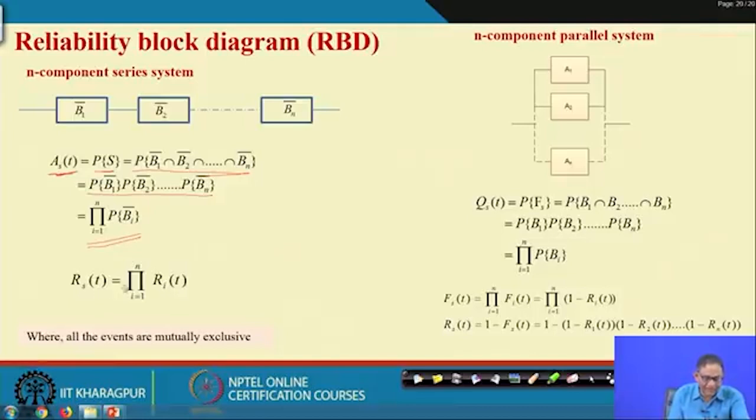And then what will be the reliability of the system? Reliability of the system is the individual component reliabilities multiplied: RS(t) equals the product for i equal to 1 to n of Ri(t), where Ri(t) is the component level reliability.